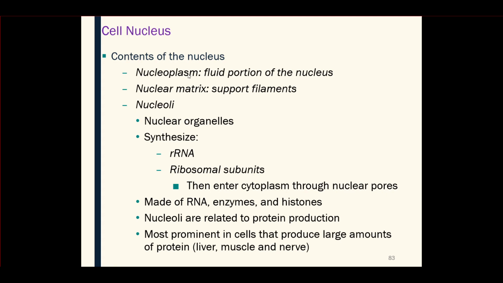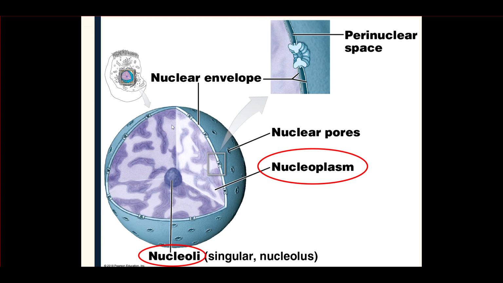Okay, so the fluid-filled portion you're going to call the nucleoplasm, and the support fibers inside the nucleoplasm are just going to be called the nuclear matrix. Now, if you look in the center of the nucleus, you may see one or a few of this dark area right here. This is known as the nucleoli. If there's multiple ones, we would say nucleoli. If there was just one, we would say the nucleolus.